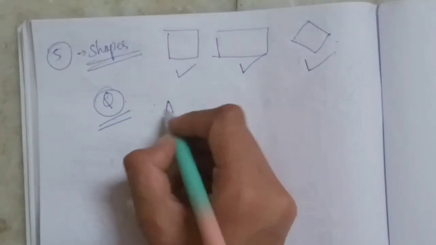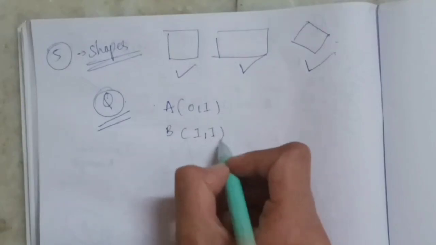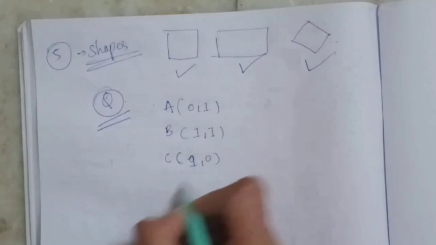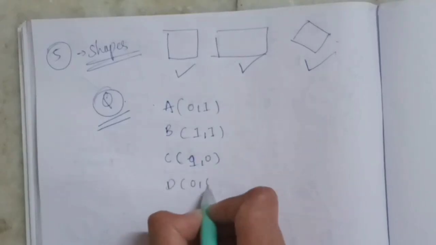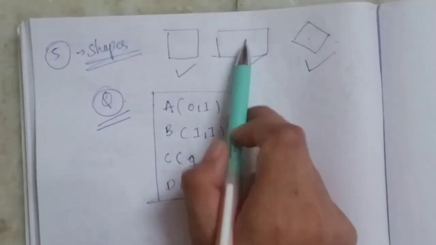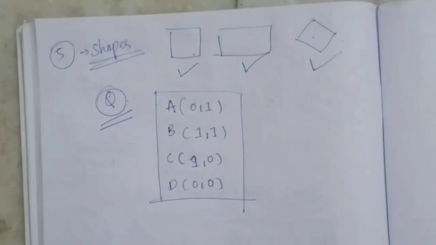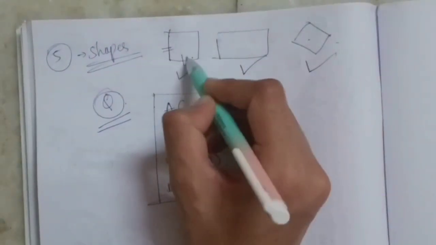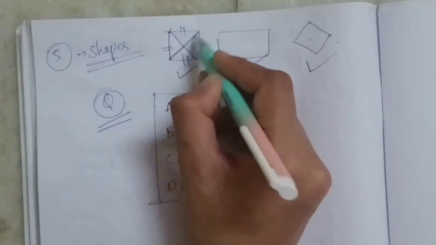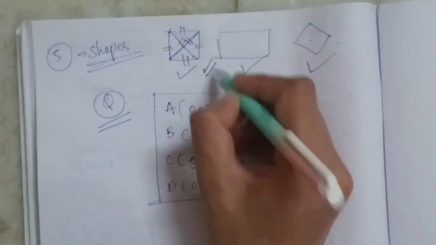So let us say a point A, which is 0 comma 1, point B, which is 1 comma 1, a point C, which is 1 comma 0, and a point D, which is 0 comma 0. Will this form a rhombus or a rectangle or a square? How can we check? For that we need to know the basic rules of a square. In a square, all sides are equal and the diagonal lengths are also equal. So this diagonal length is equal to this diagonal length. Then it is said to be a square.